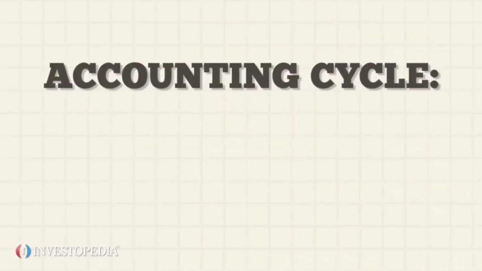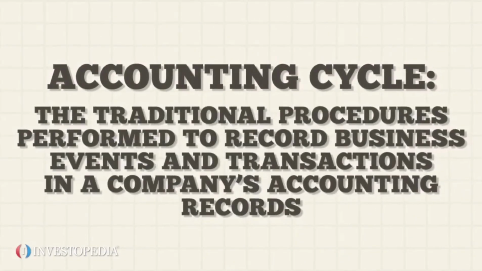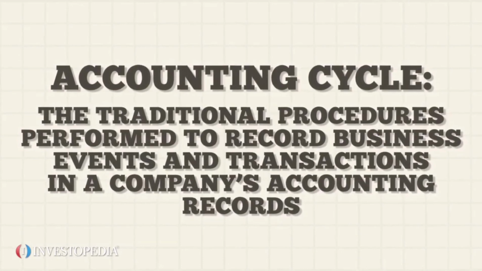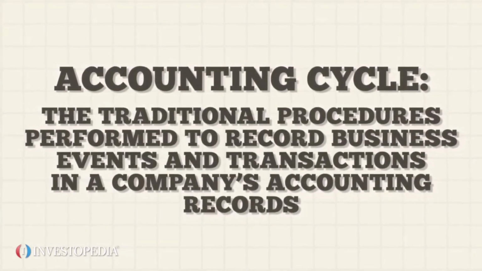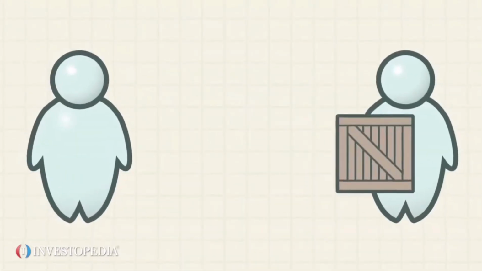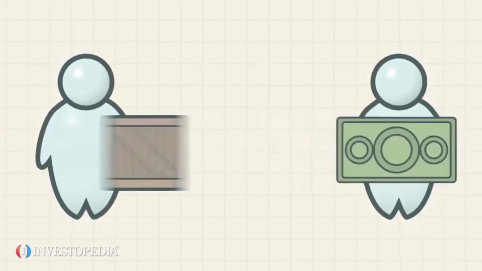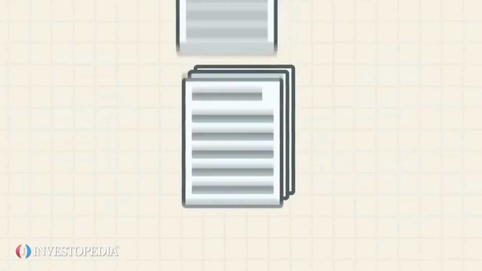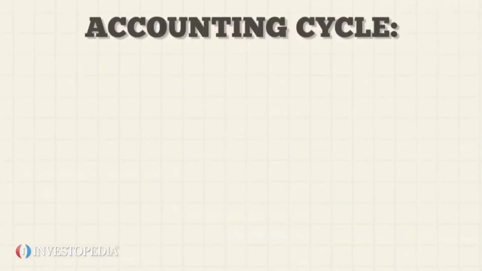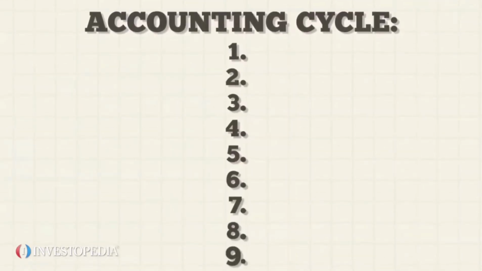An accounting cycle consists of the traditional procedures performed to record business events and transactions in a company's accounting records. The accounting cycle begins when a transaction occurs and finishes when the financial statements are prepared and the books are made ready for the next accounting period. Traditionally, the accounting cycle consisted of 9 steps.